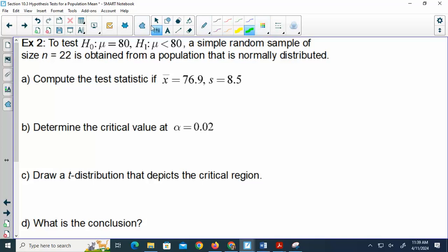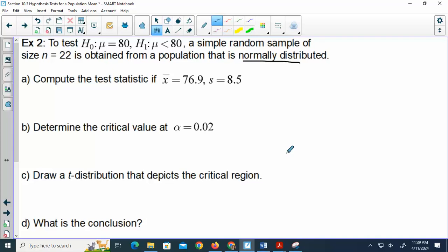So let's take a look at this one. I want to test the null hypothesis: mean is equal to 80, with the alternative, the mean is less than 80. And we have a sample of n equals 22. Is that big enough? No, but I'm telling you it's normally distributed, so that's okay. It's either or, either bigger than 30 or already normal.